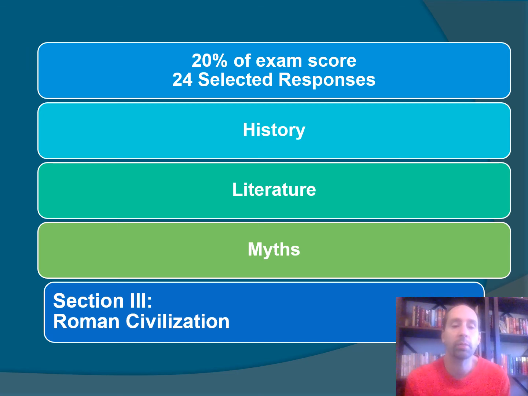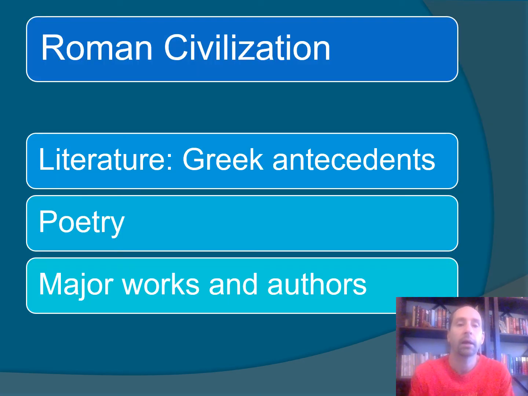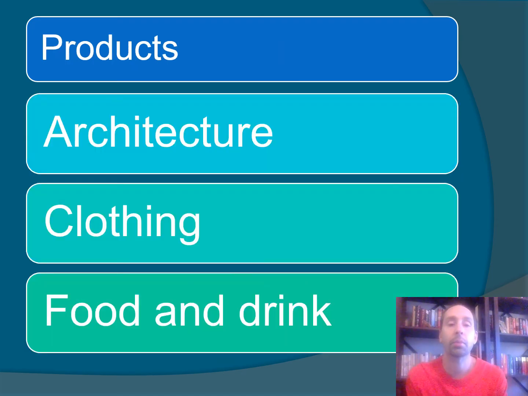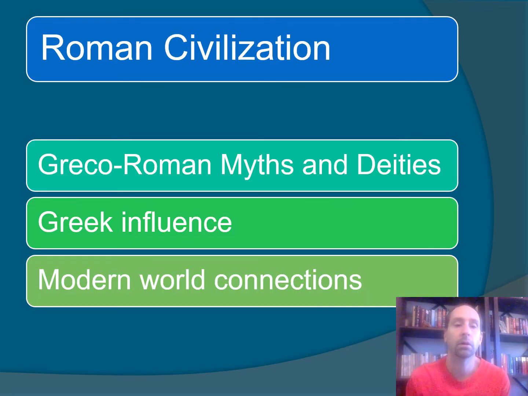Up next is Roman civilization, section 3. This makes up 20% of your exam score. There's going to be 24 selected responses. Some themes are history, literature, myths. Make sure that you're familiar with the literature, Greek antecedents, poetry, and major works and authors. Also be familiar with the products like architecture, clothing, food and drink. And in Roman civilization, be familiar with Greco-Roman myths and deities, Greek influence, and modern world connections.